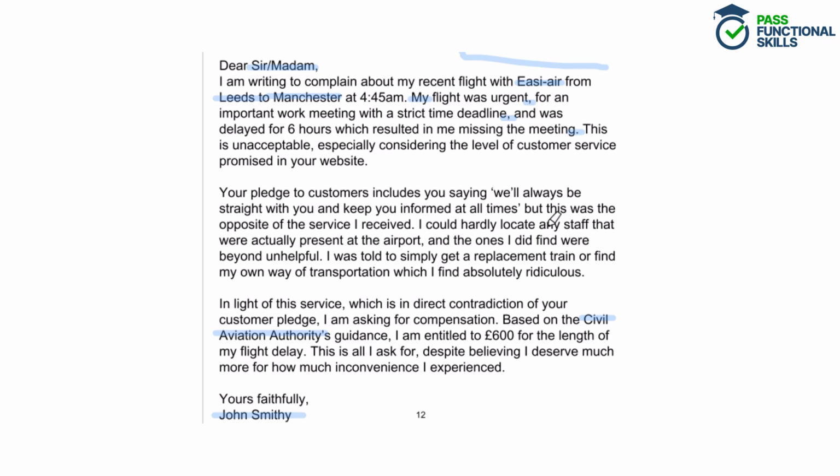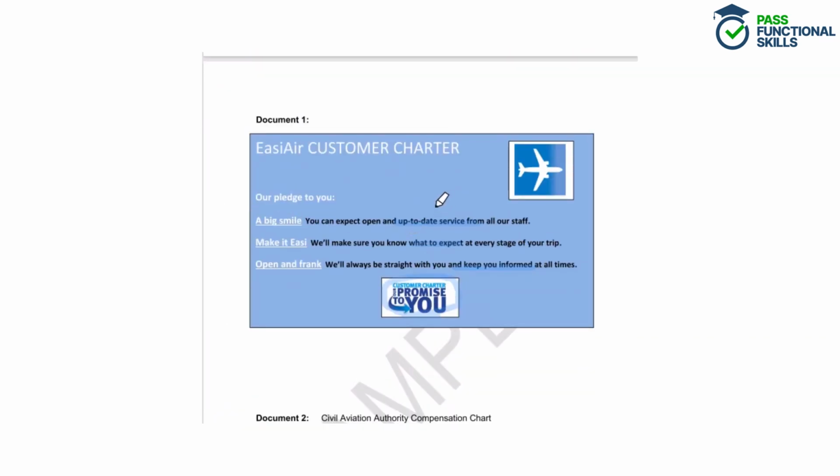What other examples of punctuation have we got in here? So we've got an apostrophe used on the Civil Aviation Authority's guidance, because the guidance is owned by the Civil Aviation Authority, we need a possessive apostrophe at the end of authority there. We've also got a quotation, so we've used these quote marks. We'll always be straight with you and keep you informed at all times. We're using quote marks there because we have used this quote from their charter.